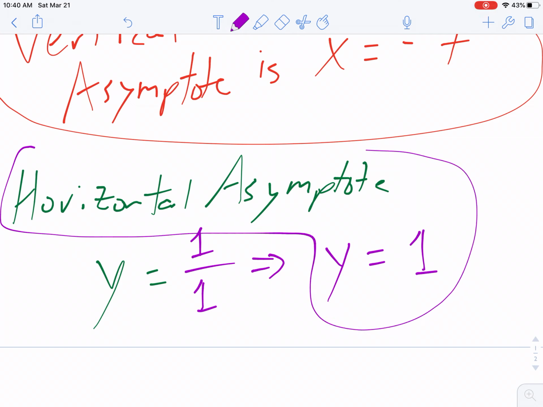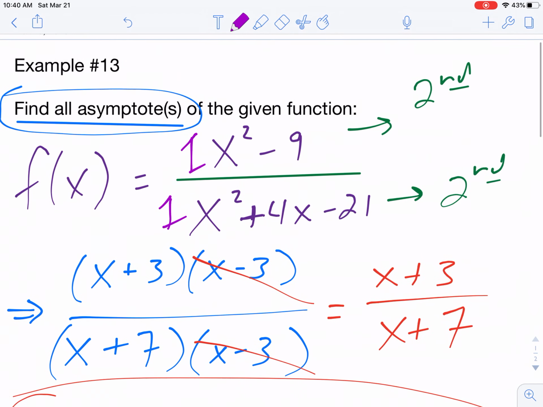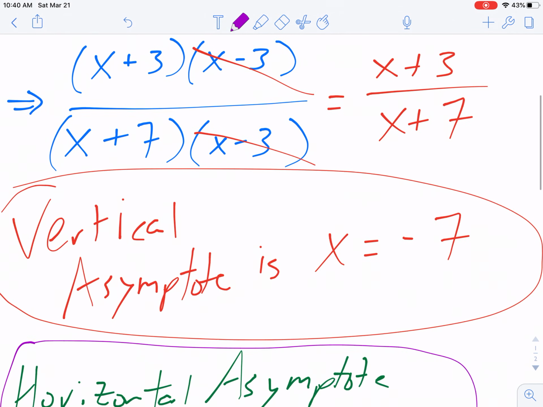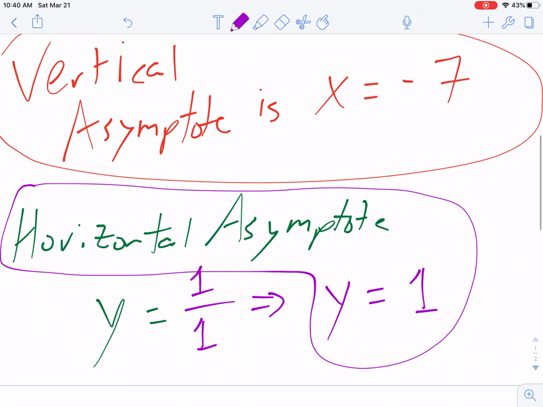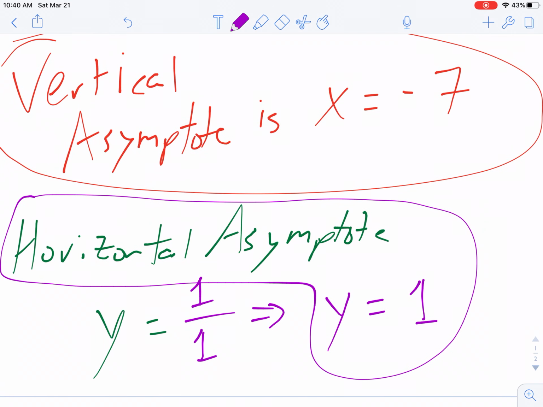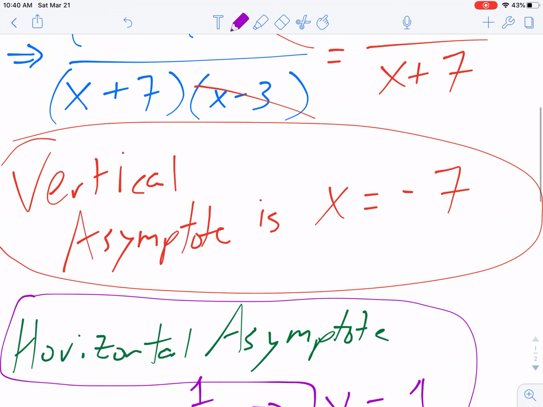So this one, like I said, is going to be more like what I would ask on an exam. I just ask you to find all the asymptotes. Just remember we're skipping oblique asymptotes. This one doesn't have an oblique asymptote anyway, so all I'm asking you to think about is finding vertical asymptotes and horizontal asymptotes.